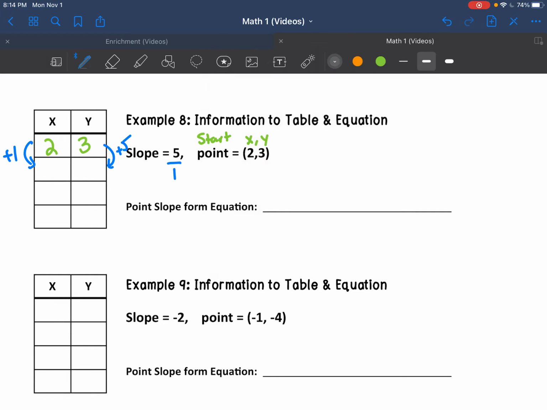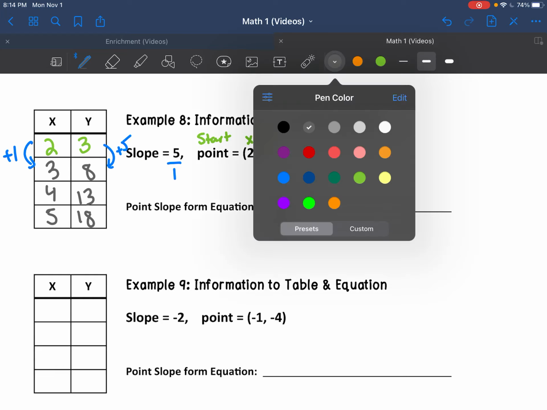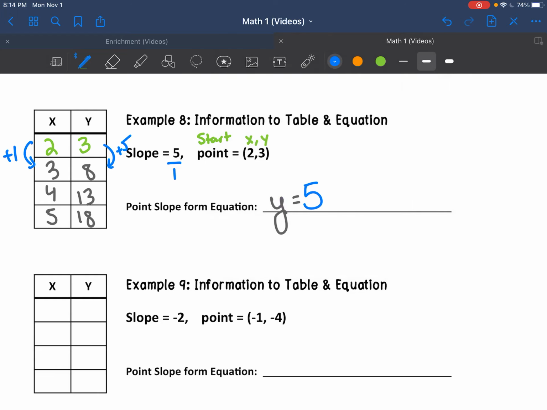So let's do our math here. We have 3, 8, 13, 18. Then we have 2, 3, 4, 5. But when we write the equation, we have y equals our slope of 5, parentheses, x. Now we started with a positive 2, so he's a liar. We got to subtract 2. And then when our y, we started with a positive 3. He's cool, so he's still plus 3.